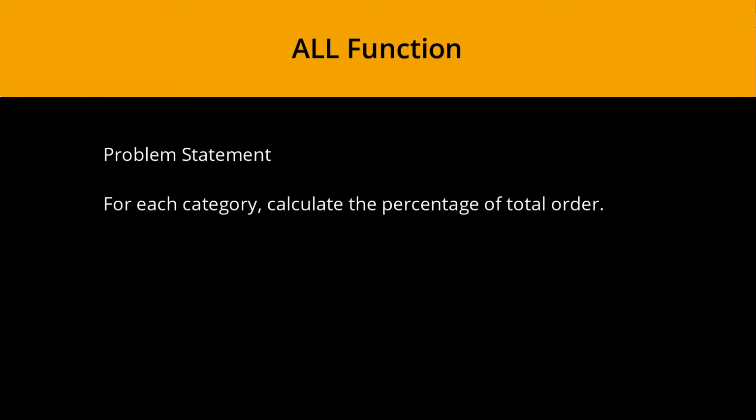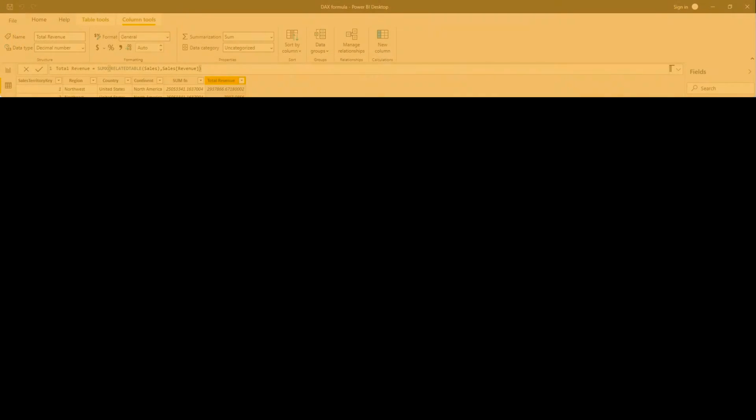Now with the help of the ALL function, any filter that might have been applied to your table gets ignored. So you can use the ALL function in cases where you want to perform calculation by removing all filters, if any, on all the columns in your table. So let's get started with the demo.